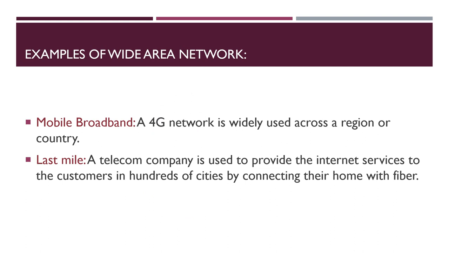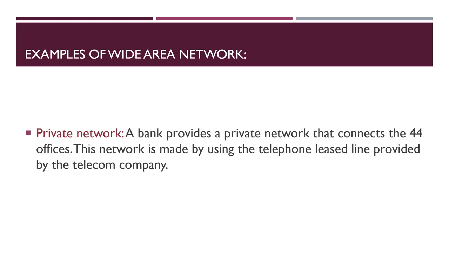And then we go for examples. The mobile broadband, now we are using 5G network, it's currently the trend. So that kind of network system, mobile broadband, is completely used with the help of wide area network. And yeah, private network. The bank is providing the private network, for any banking system or ATM, we have many kinds of information and we are sharing the data, and we get the specific information in that. So this kind of system, a completely private networking system, is done with wide area network.